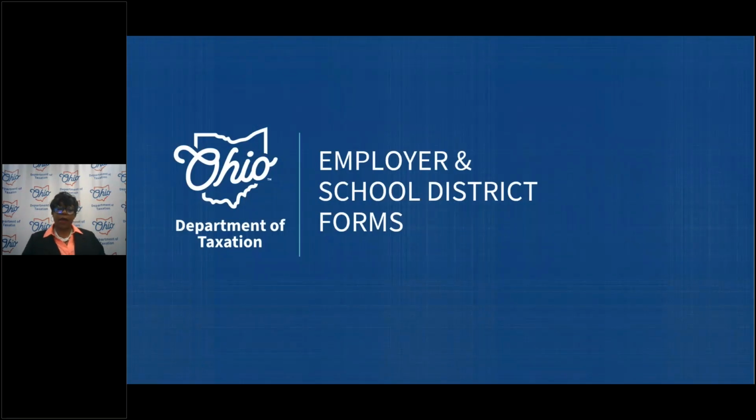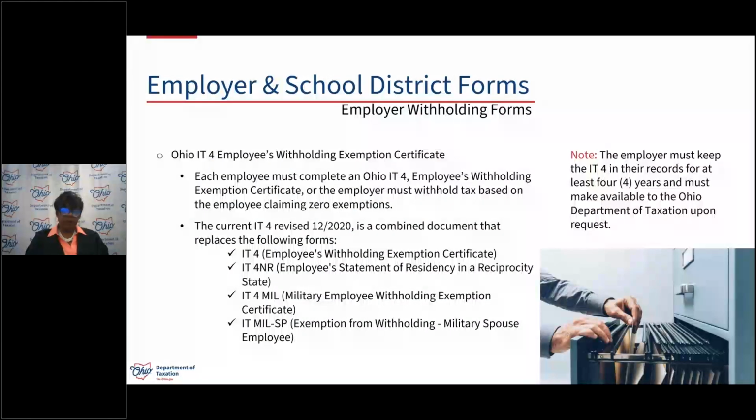Okay, so let's talk about the actual forms. The first form is the Ohio IT-4 Employees Withholding Exemption Certificate. This must be completed by each employee, and this is for the Ohio exemption, or the employer must withhold based on a zero exemption. So if your employee does not complete it, does not turn it in, you will enter zero for their exemptions.